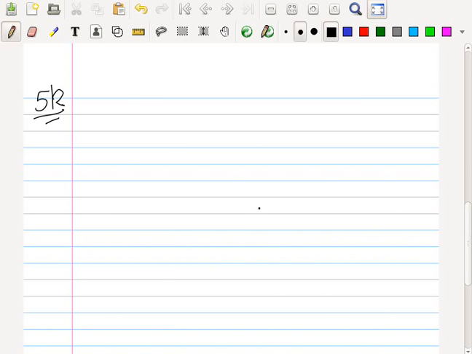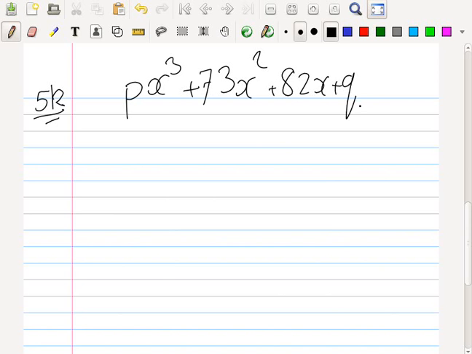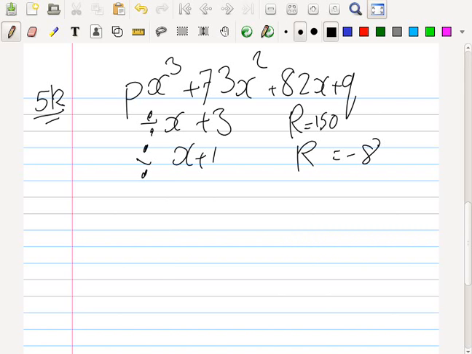Now, 5k. So when p x cubed plus 73x squared plus 82x plus q is divided by x plus 3, the remainder is 150. Okay, and then when it's divided by x plus 1, the remainder is minus 88. So let me just double check I got this written down right. P, 73, 82, q, plus 3, plus 1, 150, minus 88.